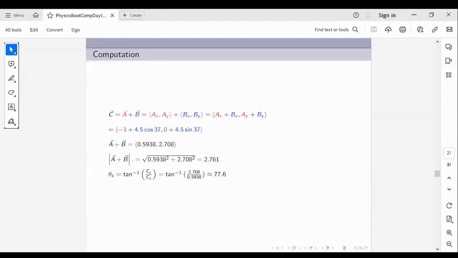Would you ever add AI, BJ, and CK together? The thing is, you can add them together, but it's not going to be anything meaningful. Like if you add 3i plus 4j, you'll get 3i plus 4j, because the j hat component is independent of the x hat component.